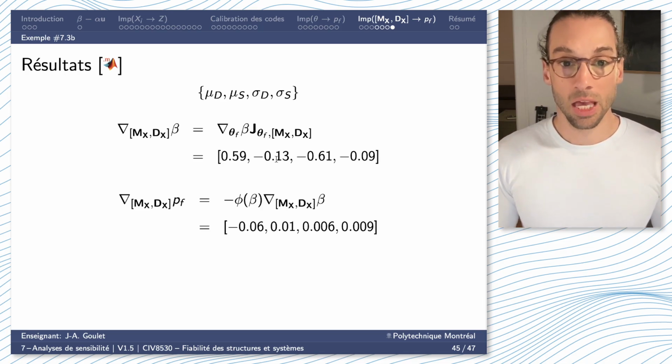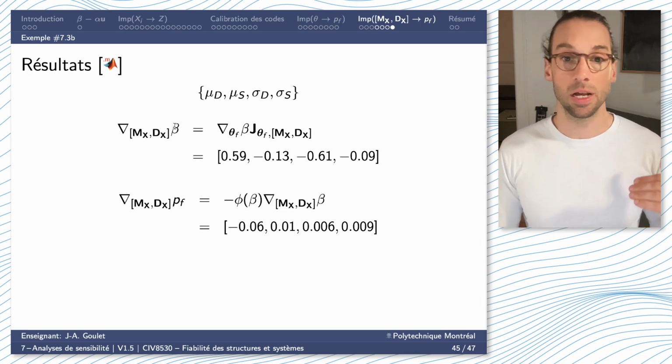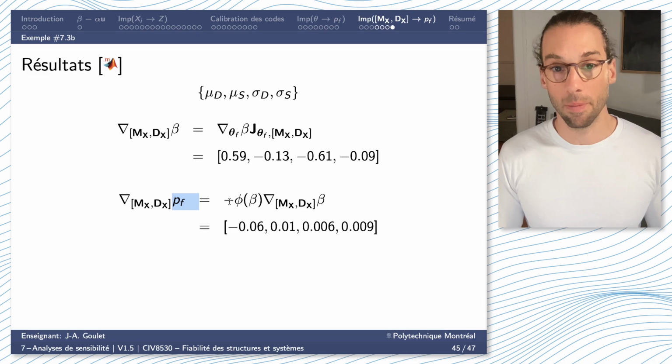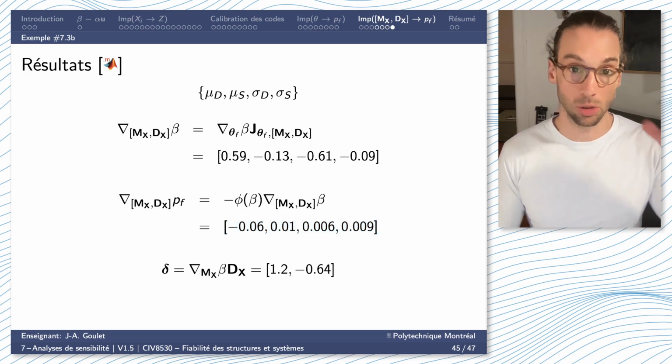If we do the same thing for obtaining that sensitivity with respect not to beta, my reliability index, but my probability of failure, I simply multiply by minus the standard normal PDF of minus beta. So this is going to give me the same thing, but now it's the sensitivity of the probability of failure with respect to those moments rather than beta, but we have the same interpretation.